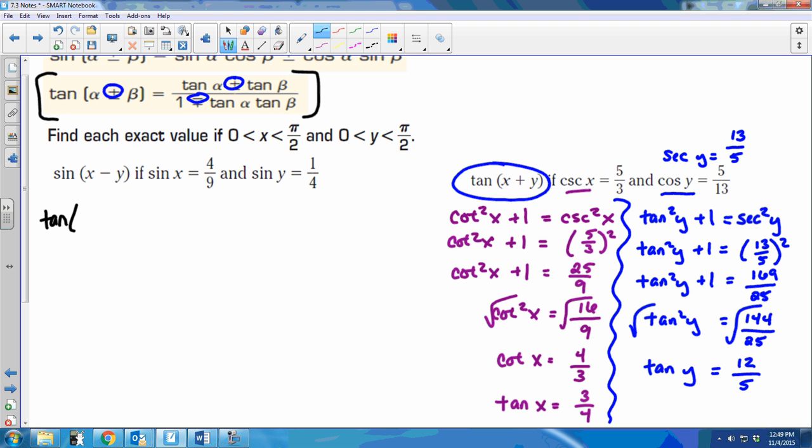So tangent of x plus y equals tangent of x, 3/4, plus tangent of y, which is 12/5, over 1 minus tangent of x, 3/4, times tangent of y, which is 12/5.